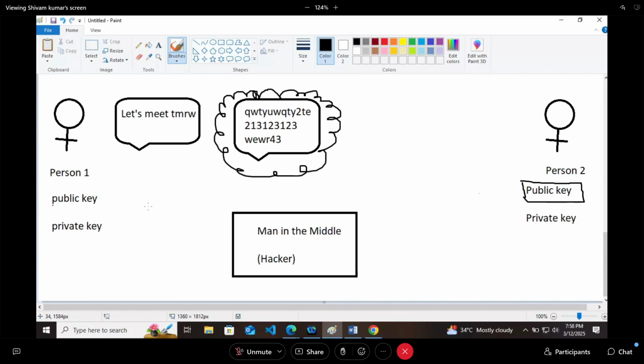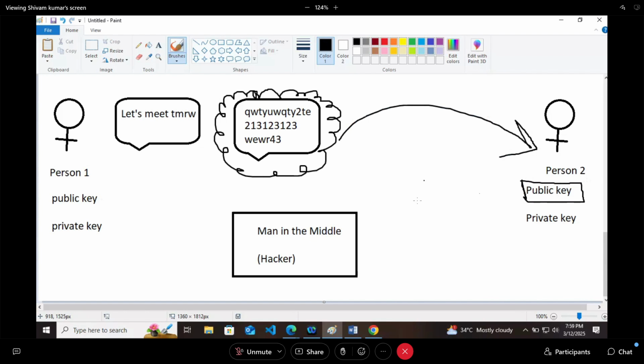Now this person will use the public key of person 2 to send the message. This message will go exactly to person 2. The message is encoded by using which key? Public key. So it can only be unlocked by a private key. Whose private key? Person 2's. And person 2 has his private key, right? So he can directly open the message.